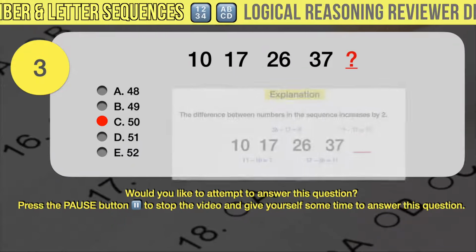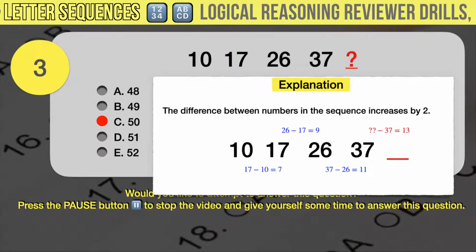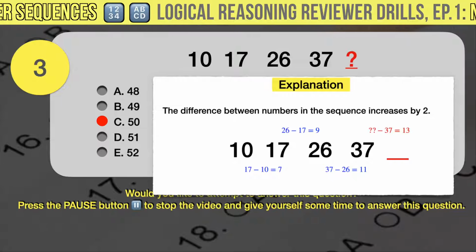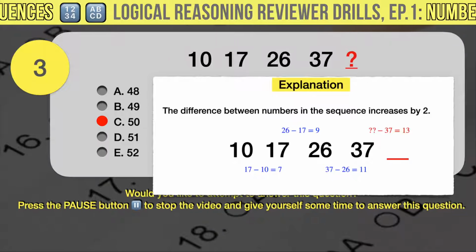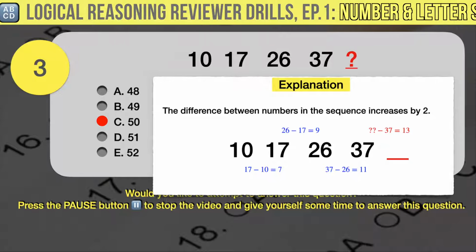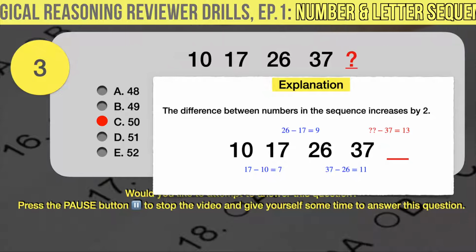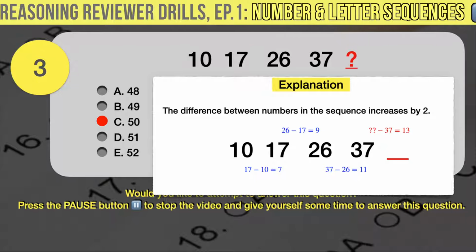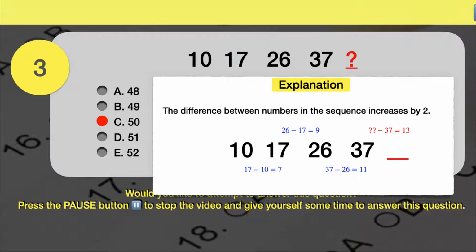The correct answer is C. 50. The difference between numbers in the number sequence increases by 2. That is, 17 minus 10 equals 7. 26 minus 17 equals 9. 37 minus 26 equals 11. The next number minus 37 should be equal to 13. Therefore, the next number should be 50.